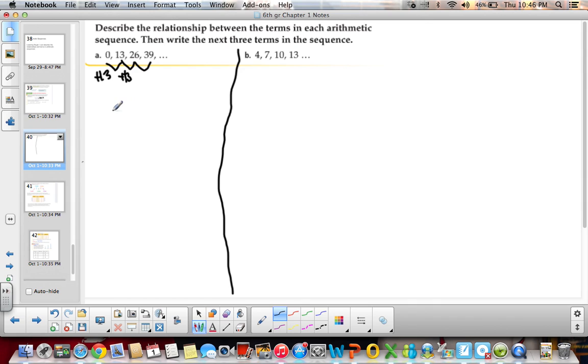So our next 3 terms are going to be, so 39 plus 13 is 52, plus 13 would be 65, 65 plus 13 would be 78. Here we can see we are going up by 3, or adding 3 every time. So our next 3 terms would be 16, 19, 22. Duh. It's too late for me to be doing this.